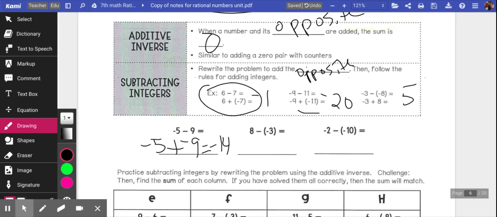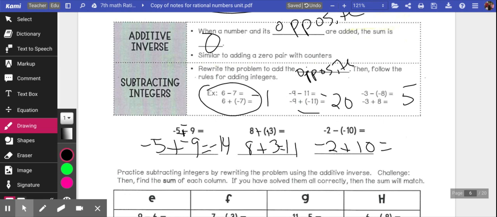The next one, you can rewrite it, or sometimes I just go like this and I go add the opposite and I just change it right on that one. This one is 8, and then we're going to change it to add, and then the opposite of this is 3. And then that makes it easy, it's 11. Up here we would go add the opposite. So now you have 8 plus 3. Down here we have -2. We change the minus to plus, add, and then the opposite of that is 10.